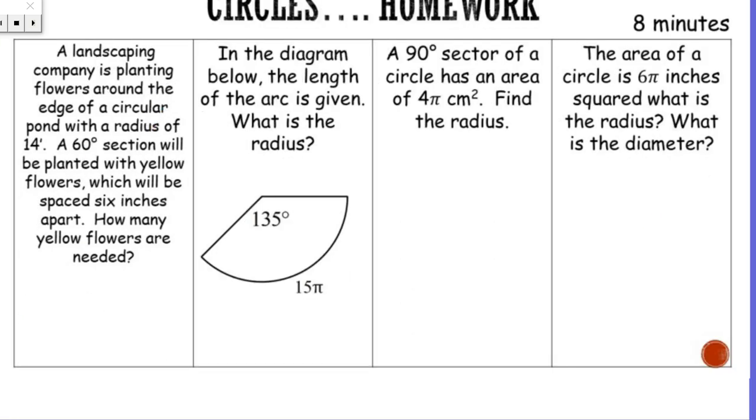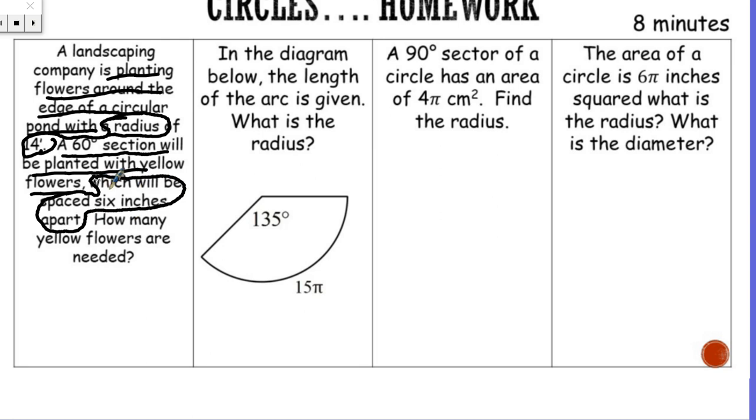It says a landscaping company is planting flowers around the edge of a circular pond with a radius of 14 feet. So this is about somebody planting flowers around the edge of a circular pond. And what about it? This pond has a radius of 14 feet. Okay, that's what it's talking about. And the next part is about a 60-degree section that will be planted with yellow flowers, which will be spaced 6 inches apart. Now it says how many yellow flowers are needed.